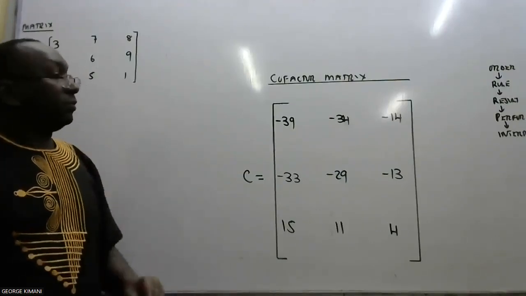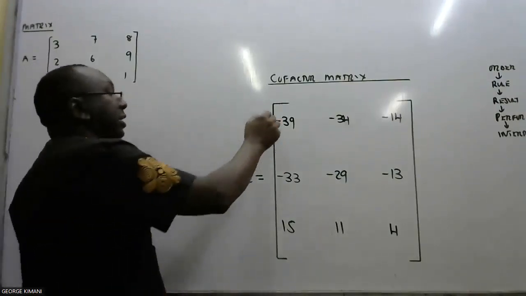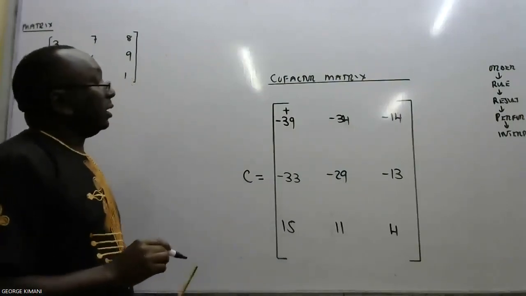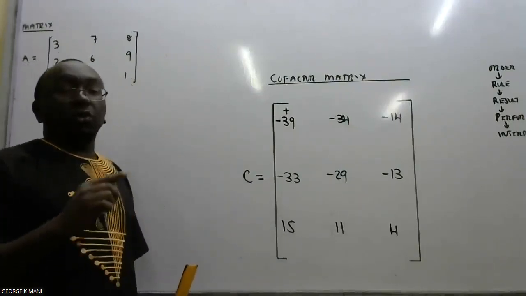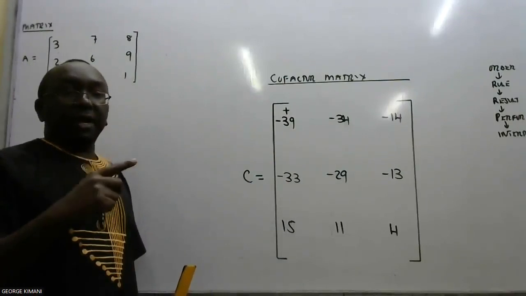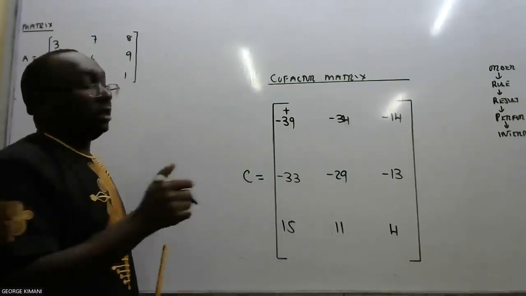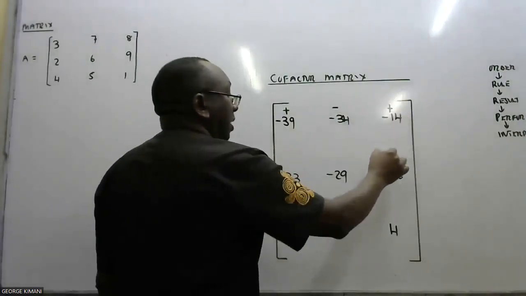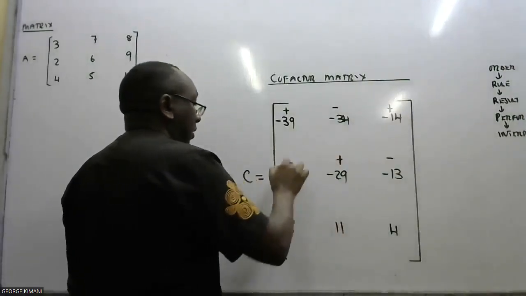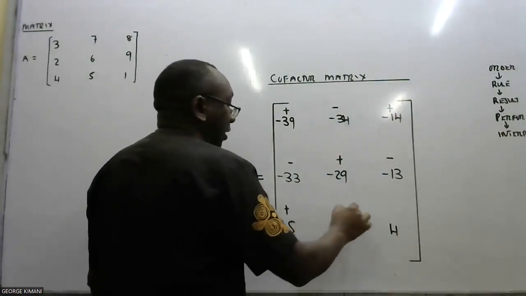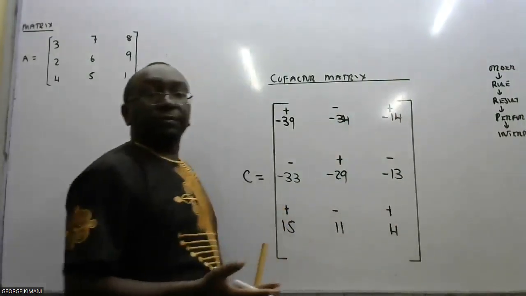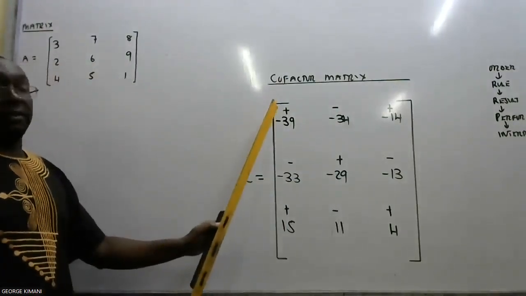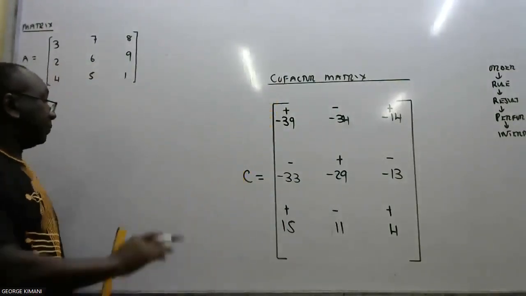Very simple. The first thing is, here you start with the positive sign. The second thing is you go alternating, plus, minus, whichever direction you take. So this becomes minus, this becomes plus, this becomes minus, plus, minus, plus, minus, plus. That's all. You start with positive, you go alternating.